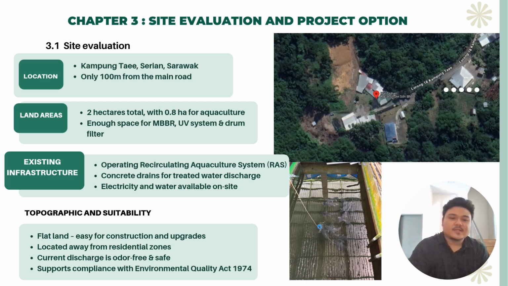The total land area is about 2 hectares. Out of this, 0.8 is currently used for fish farming activities, including empurau, tilapia, koi, and masir, with about 18 tanks in operation. The remaining 1.2 hectares is used for other agricultural purposes, which gives the farm room to expand in the future.